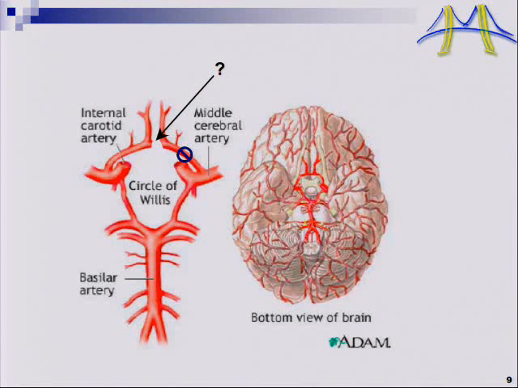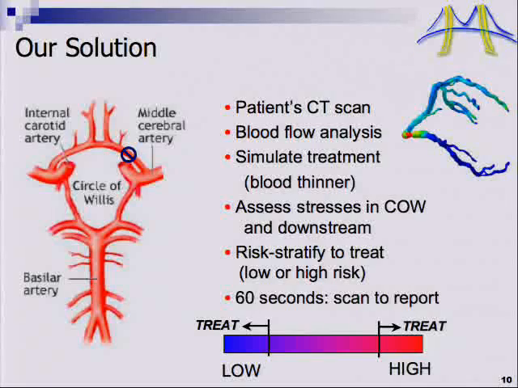So this is the heterogeneity that we can pick up in the CT scans. So our solution is you start with the CT scan that the patient is already given to diagnose the stroke. So we're not talking about any new type of imaging technology. This is using pre-existing data that's taken as soon as the patient comes into the hospital.